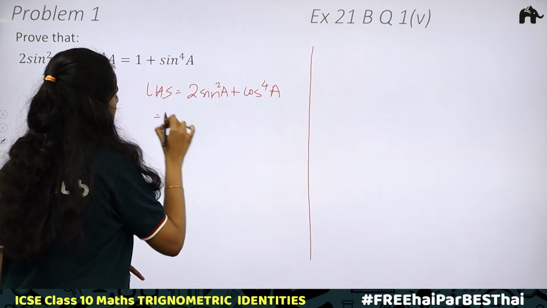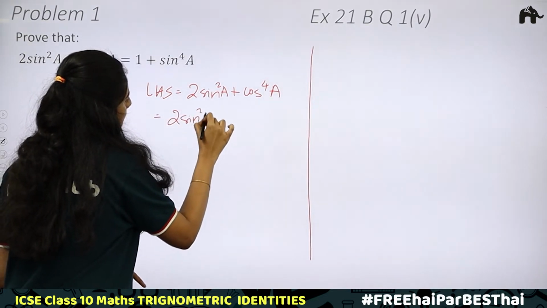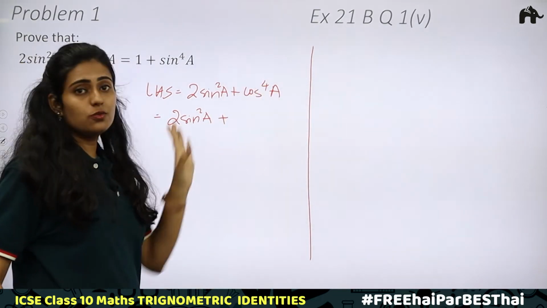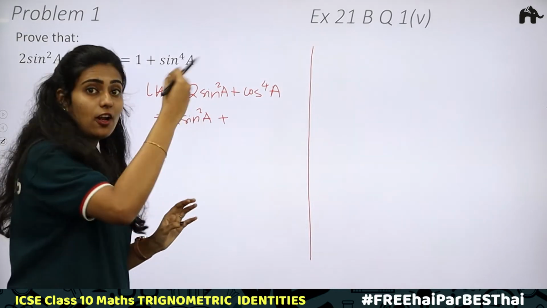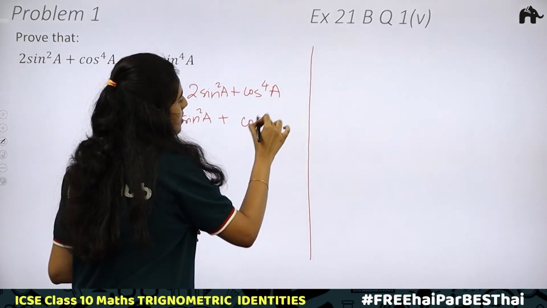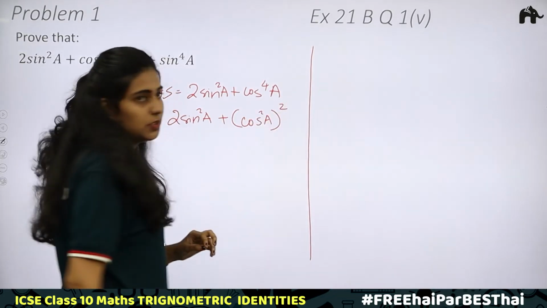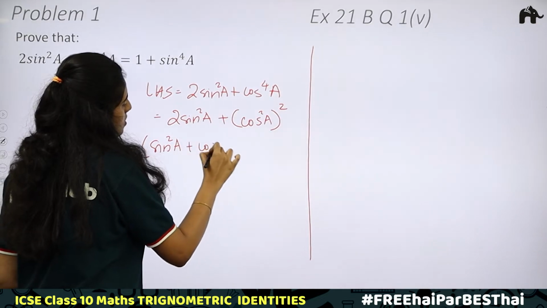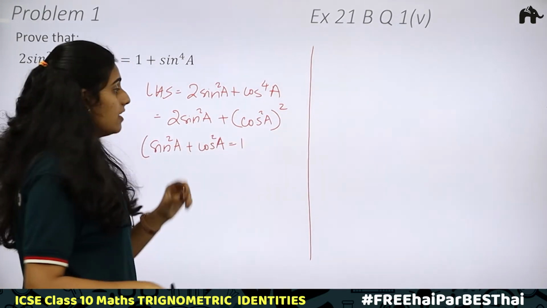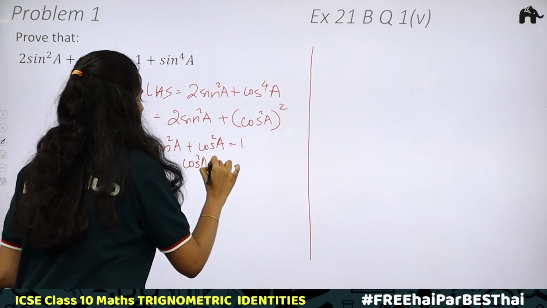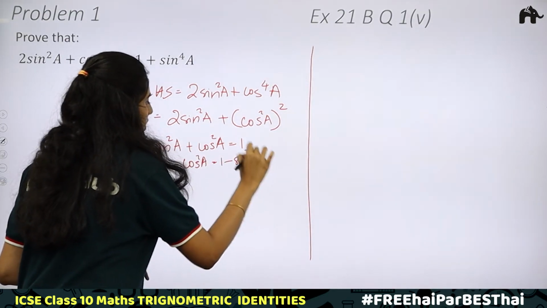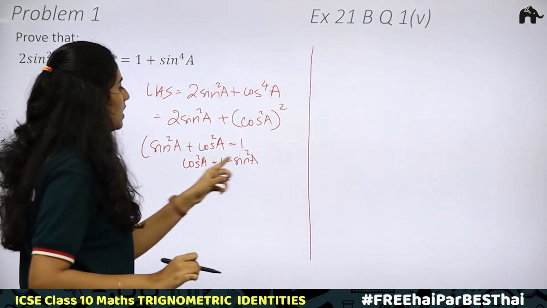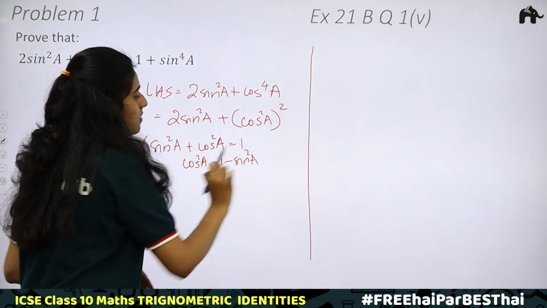Now, this is equal to 2 sin square A plus cos raised to 4. What do we do when raised to 4 power comes? We used to make it square of square. Same thing we are doing here. Cos square A whole square. Okay. Now, using the identity, that is sin square A plus cos square A is equal to 1, we'll be having cos square A is equal to 1 minus sin square A. We need to convert it completely in terms of sine. Okay. So cos square A can be related to sin square A. Cos square A is equal to 1 minus sin square A.